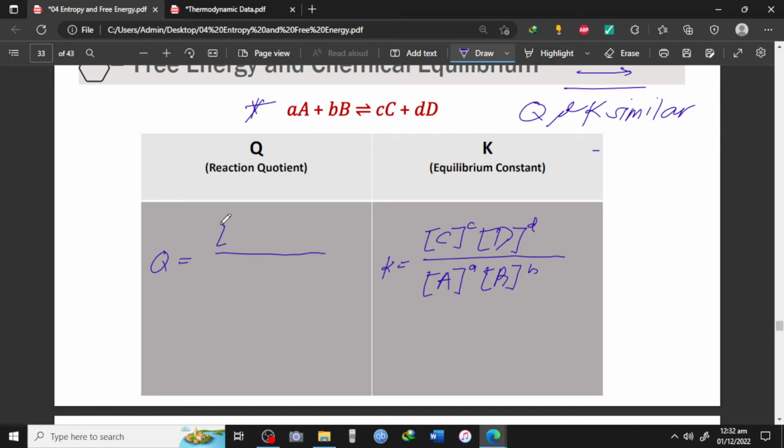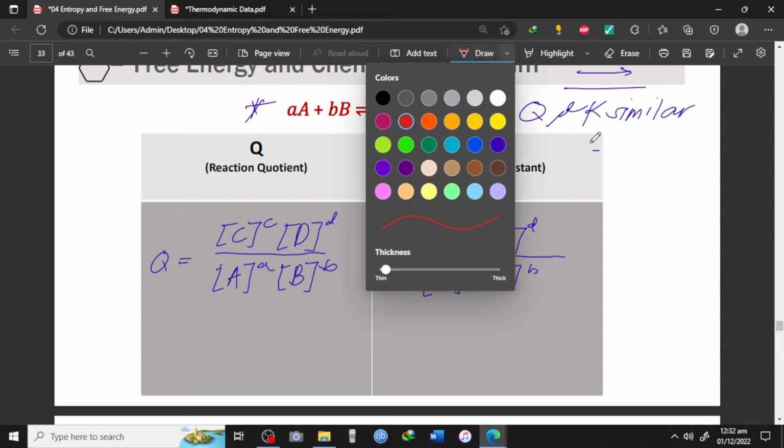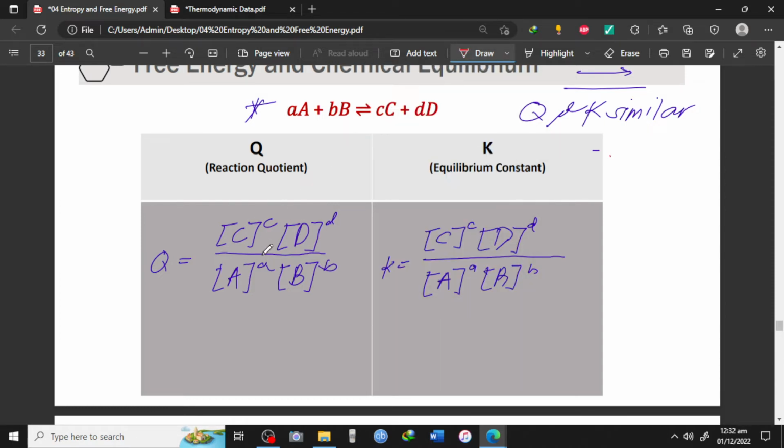So, sulat lang natin ulit, no? C raised to small c, D raised to small d, A raised to small a, and then B raised to small b. Okay. Anyway, sabi nga natin, yung magde-differentiate lang between Q and K is si Q is nangyayari siya at the initial state. So, lalagyan natin ng I. Okay? So, yung I na yan, siya yung magsasabi na ito yung concentration nila before the reaction happens.